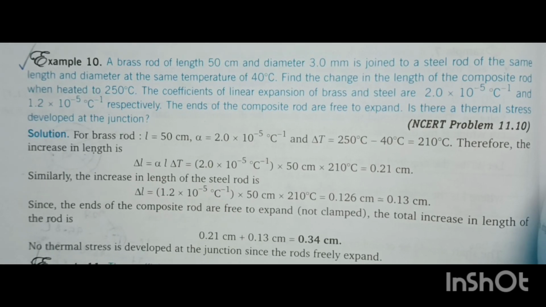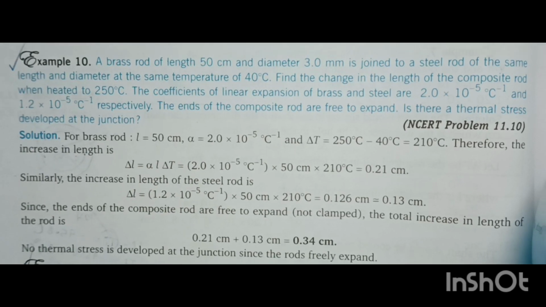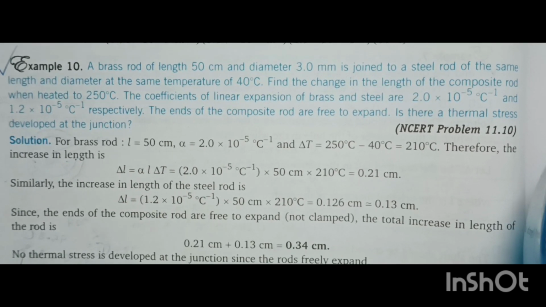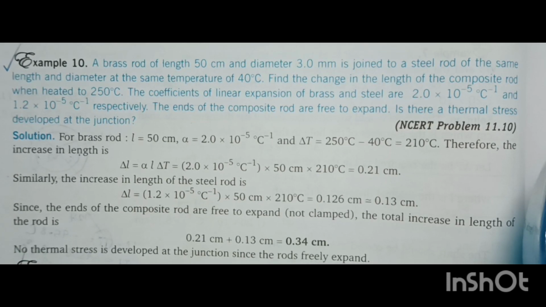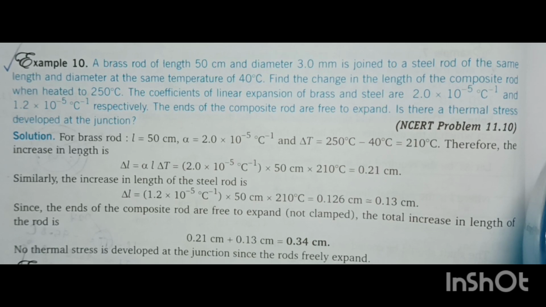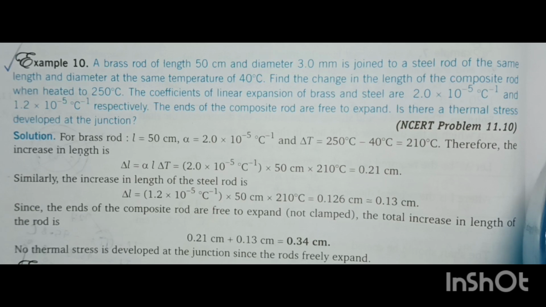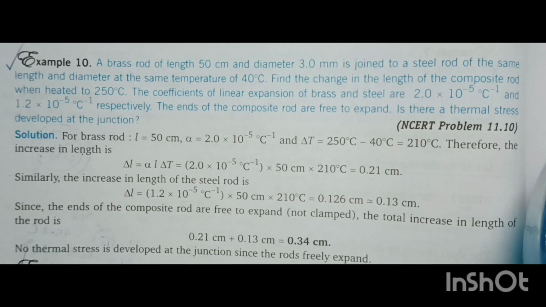So what is that change? If initially there was some length, and then there was a new length, what is the difference between those two lengths? That is what is being asked. Let us see. For the brass rod, length is 50 centimeter and alpha is 2 into 10 power minus 5, and what is delta T? Final temperature minus initial temperature, 250 minus 40, that is 210 degrees Celsius.